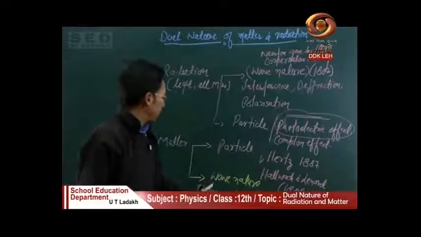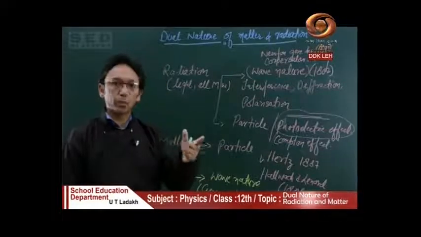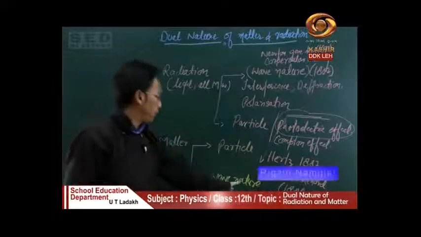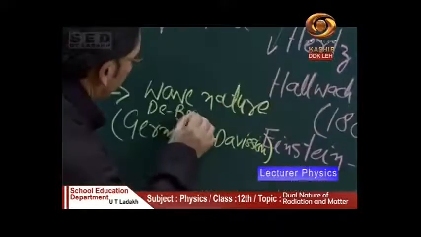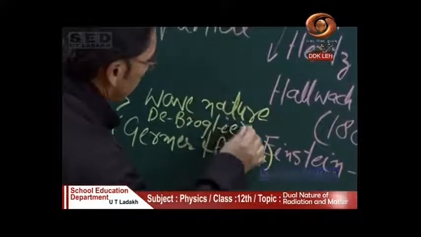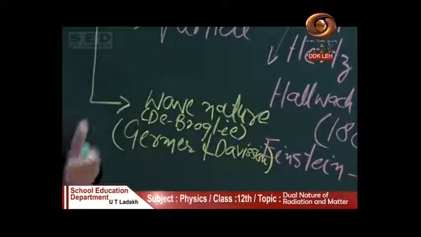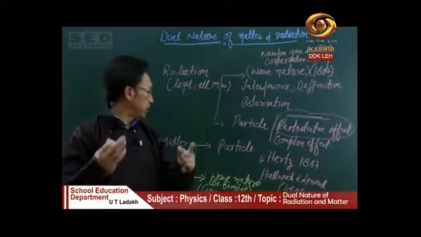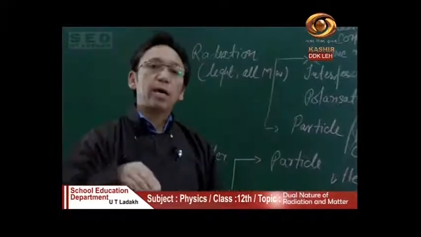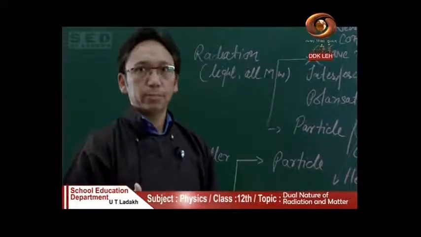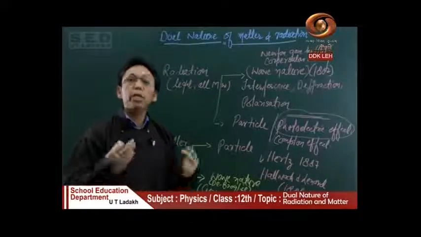So from this we can conclude that matter also has a dual nature, both particle as well as wave nature. The hypothesis of de Broglie was just a hypothesis without any proof, but it was later proved by Germer and Davisson that the electron, which is a material particle, also has wave nature. So this is what we have studied: radiation and matter both have a dual nature.